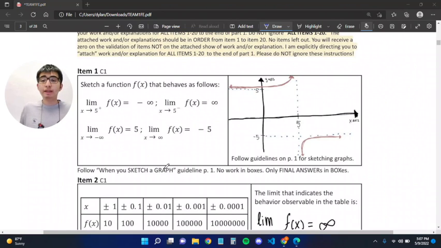Question from Group 1, and I was doing item 1 for the final exam. Item 1 is asking us to sketch the behaviors of the following equation that were given.